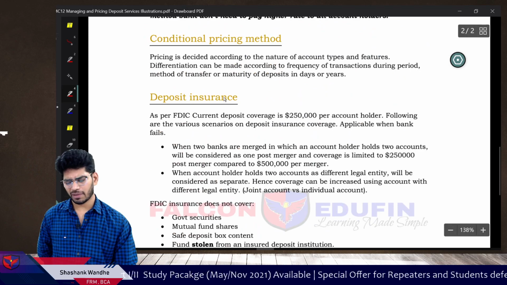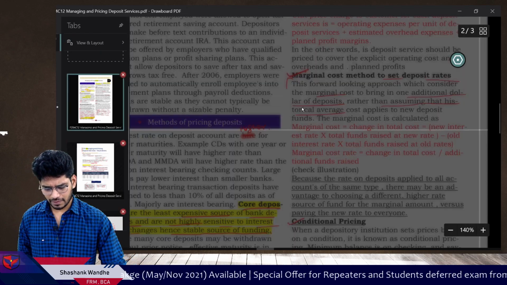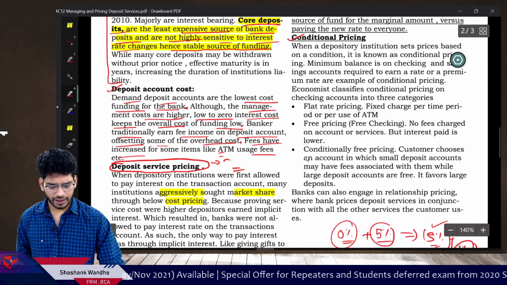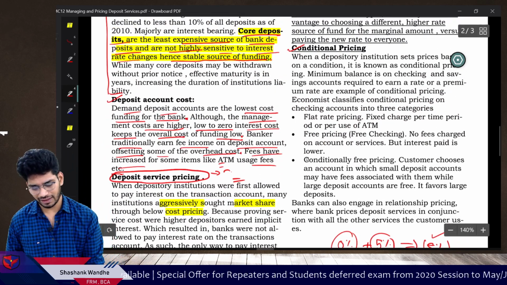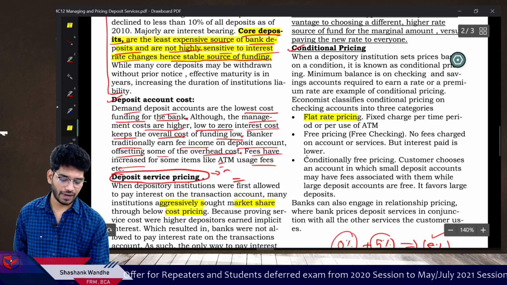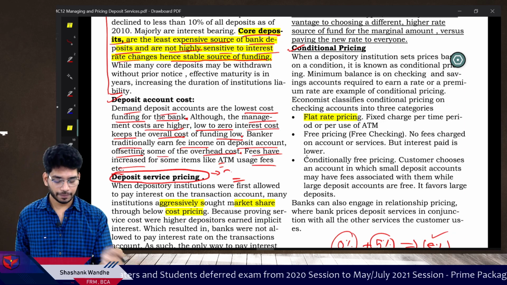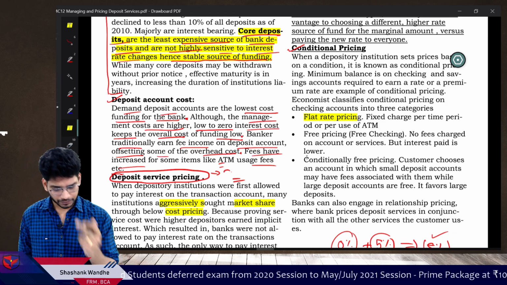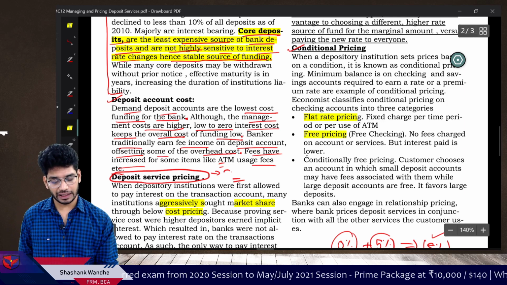Then you have conditional pricing. Conditional pricing is very simple. Conditional pricing is pricing depending on the various situations. These situations can be anything. There are few illustrations given here. So flat rate pricing where you charge fees, for example, fees charged on the ATM usage, which is applicable in India as well.